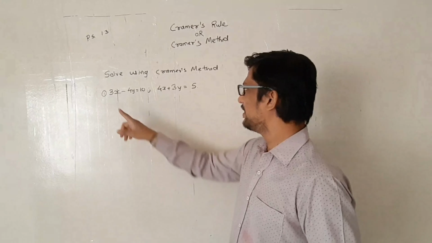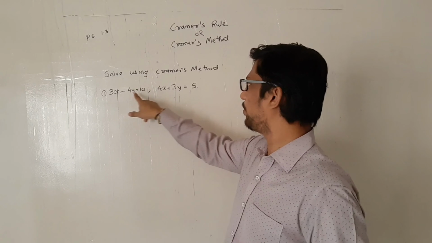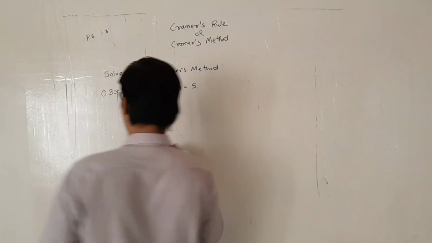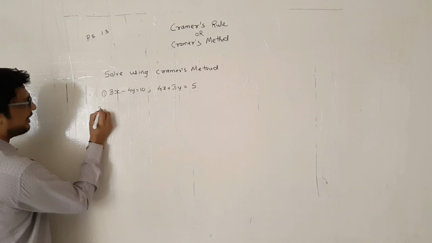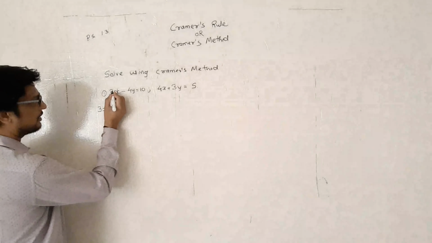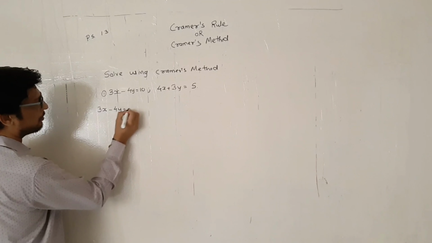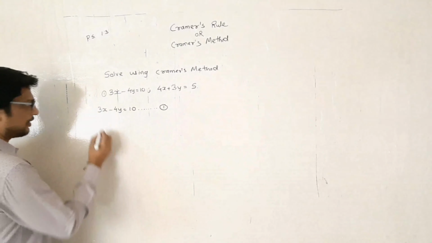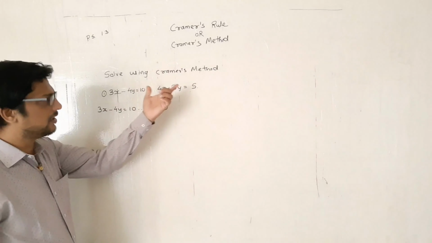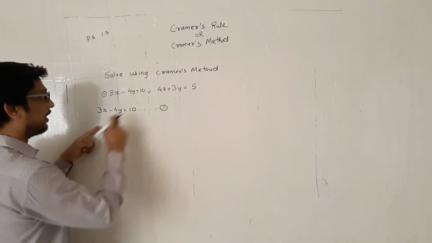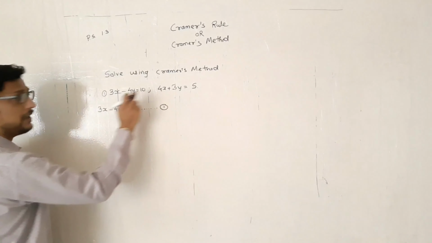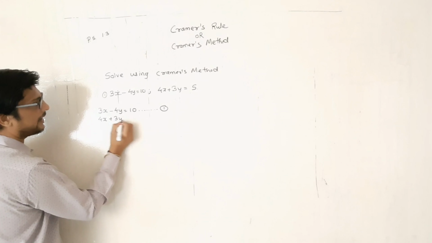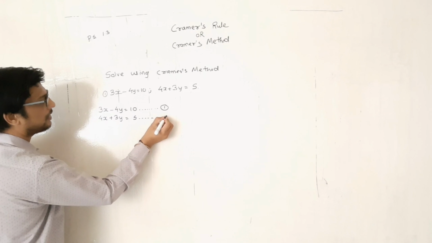Now before starting with this, they have given me an example. 3x minus 4y is equal to 10. 4x plus 3y is equal to 5. So first of all, I will write these equations one below the other. 3x minus 4y is equal to 10, and I will call this equation number 1. Then, while writing the second equation, always note that below x there should be an x again, like this. 4x plus 3y is equal to 5. This is my equation number 2.